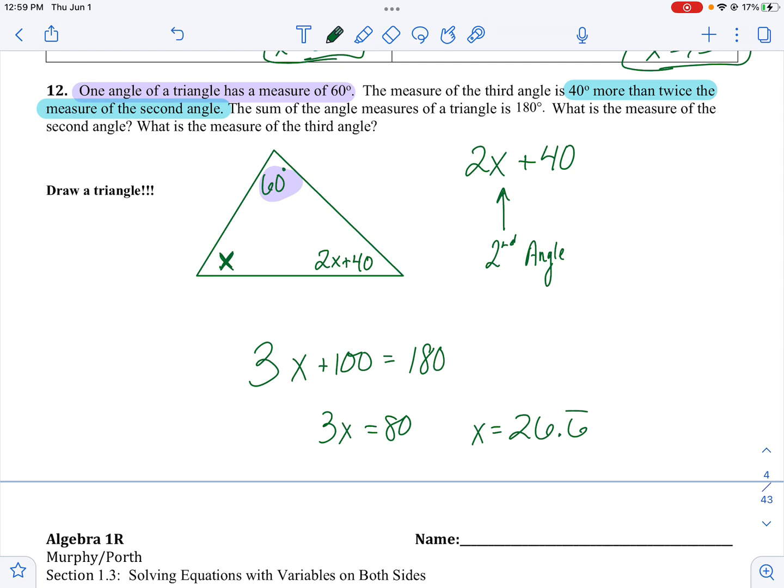And if you were to plug that back in to the original problem, or into the picture that we have here, if you were to plug that in for x, you would get 180 degrees if you added all three angles. So that does work.